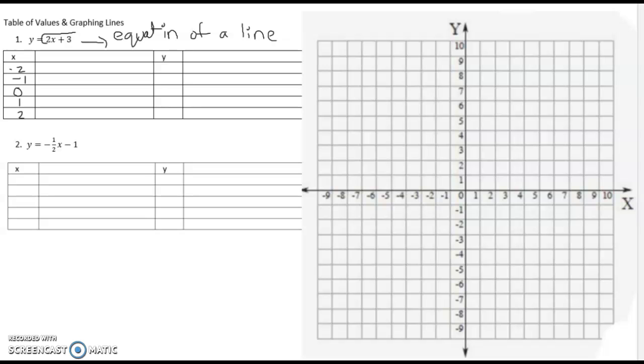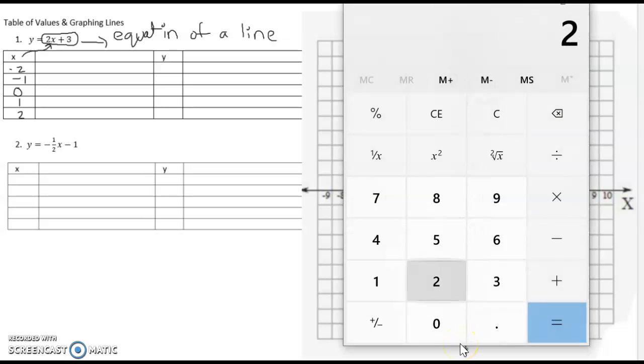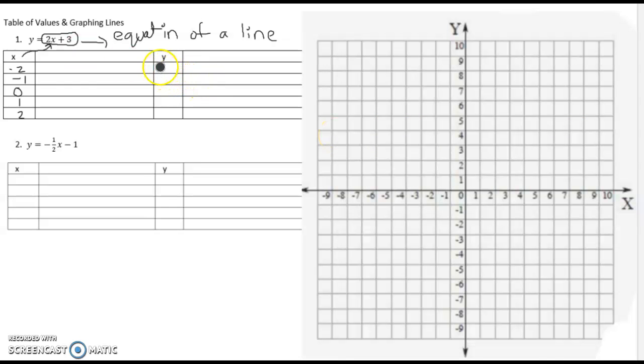Okay, so what you're going to do is we take this formula and we plug everything in for x. So the first one, 2 times negative 2 gives us, and I'm going to use the calculator here, okay? So we have 2 times negative 2 equals, and then we have to add 3, which gives us negative 1. So our y would be negative 1. So right here we did 2 times negative 2 plus 3. So our points here, when we think of x and y coordinates, x is negative 2, y is negative 1.